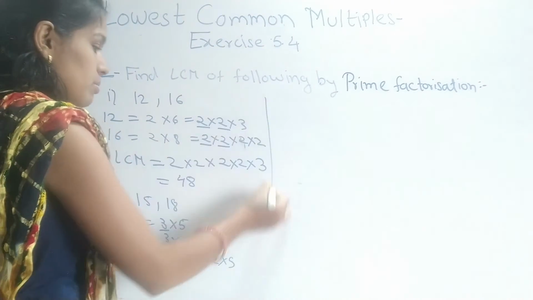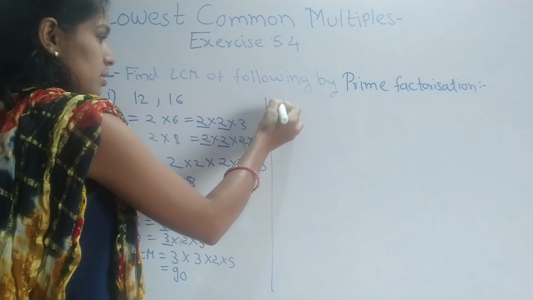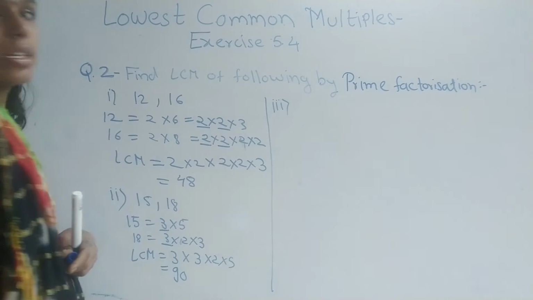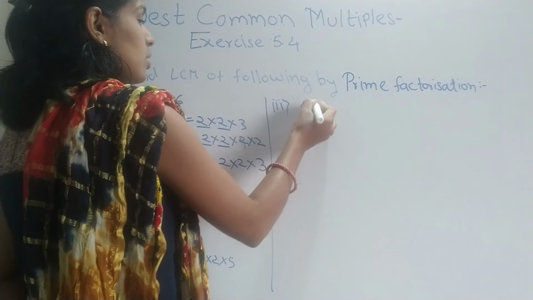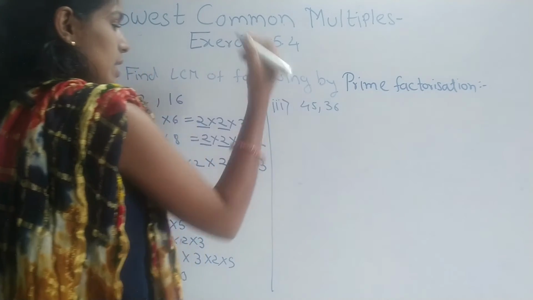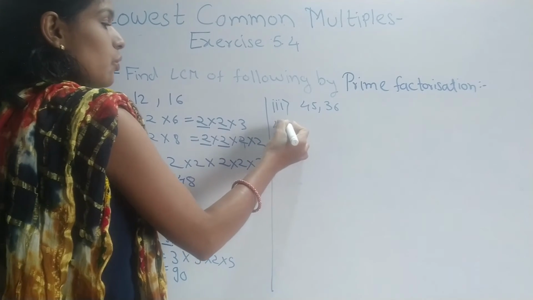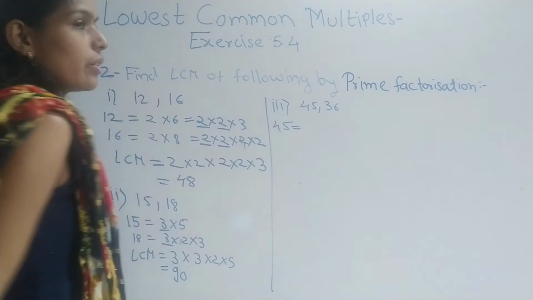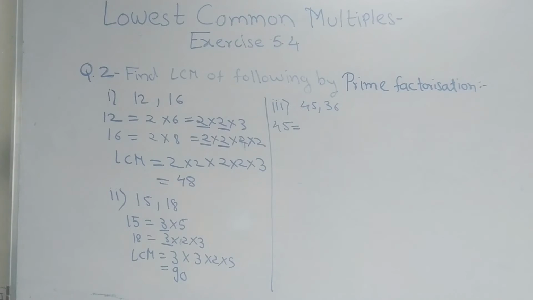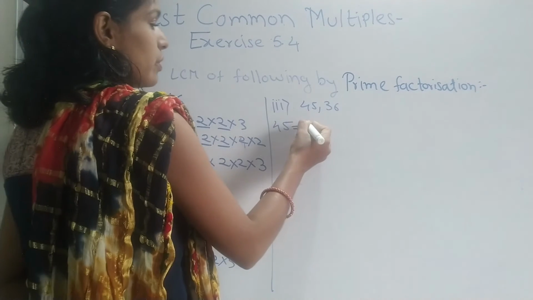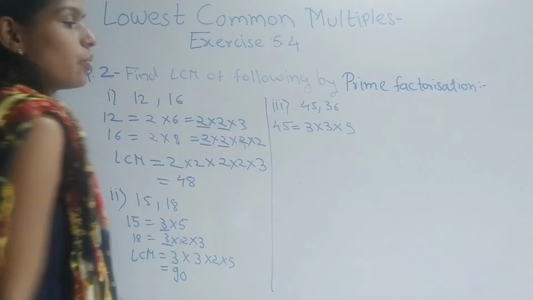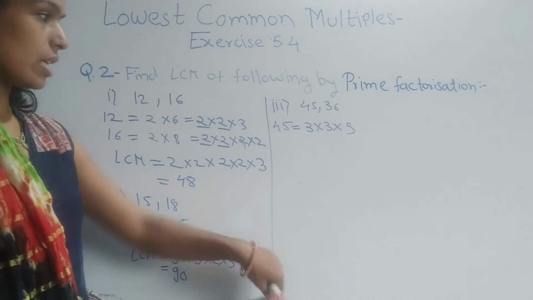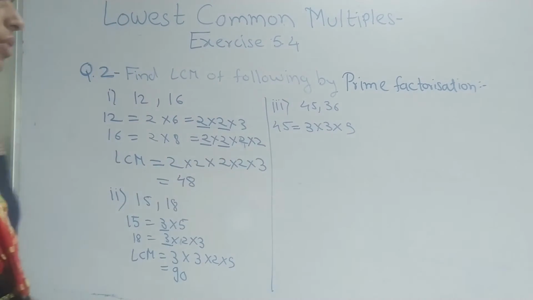Let's solve one more example. Some more examples. Third example. Let's solve the numbers 45 and 36 to get their LCM. Prime factorization of 45: we know that 15 3s are 45, and 15 has a factorization 3 into 5. So 3 multiplied by 3 multiplied by 5 is the factorization of 45. You can check: 3 3s are 9 and 9 5s are 45.